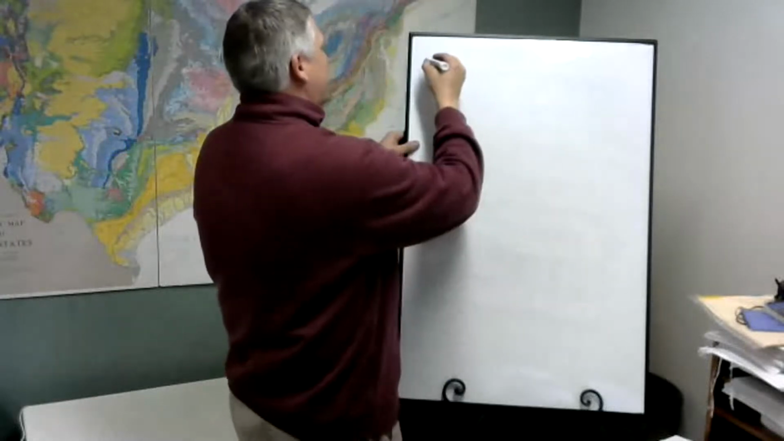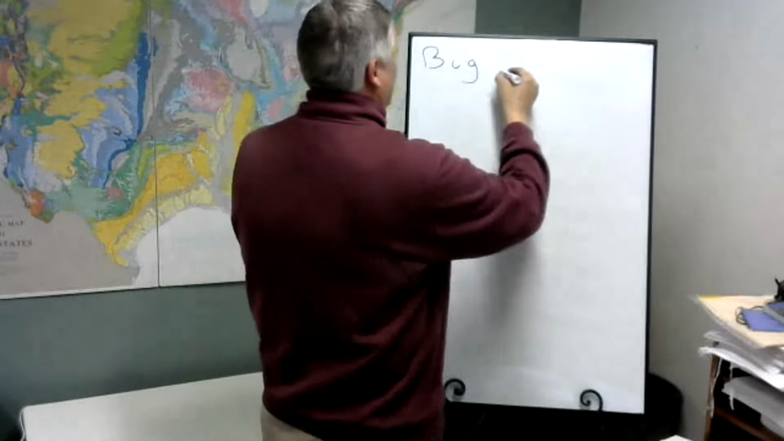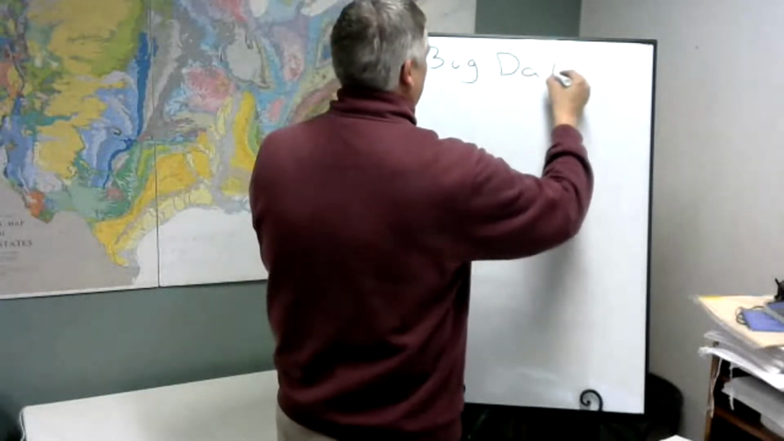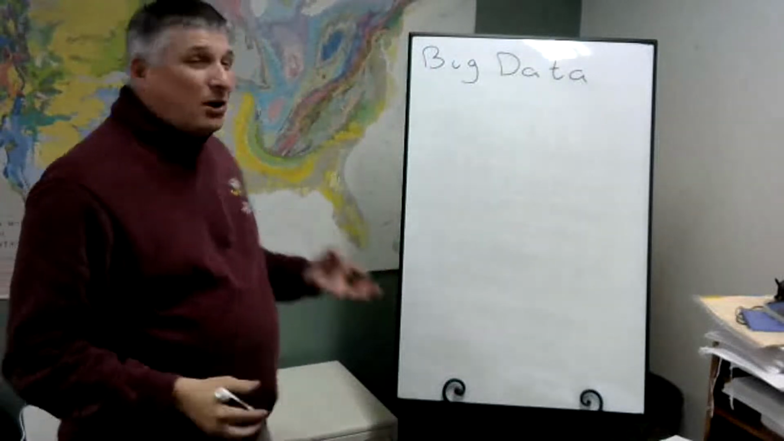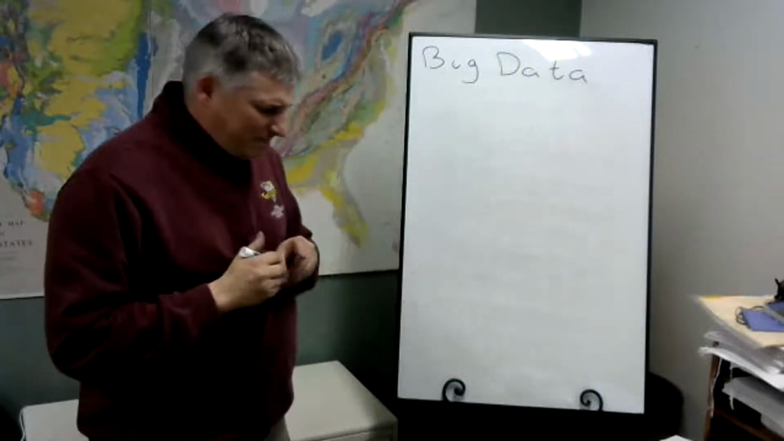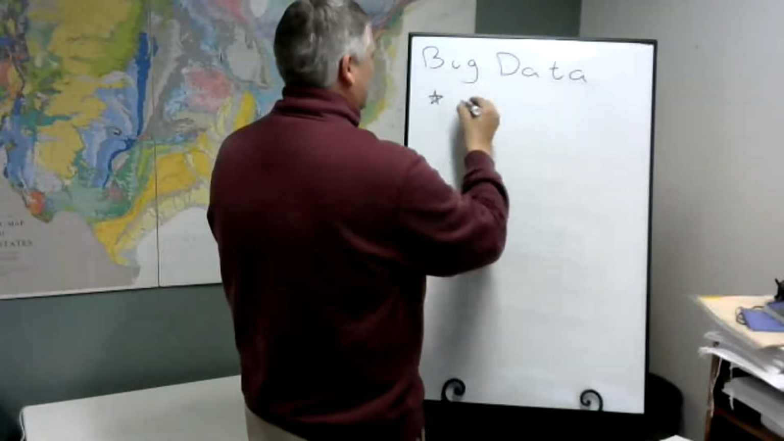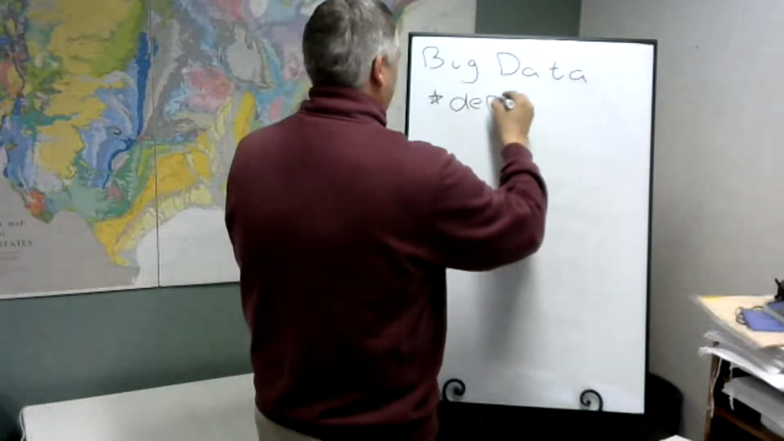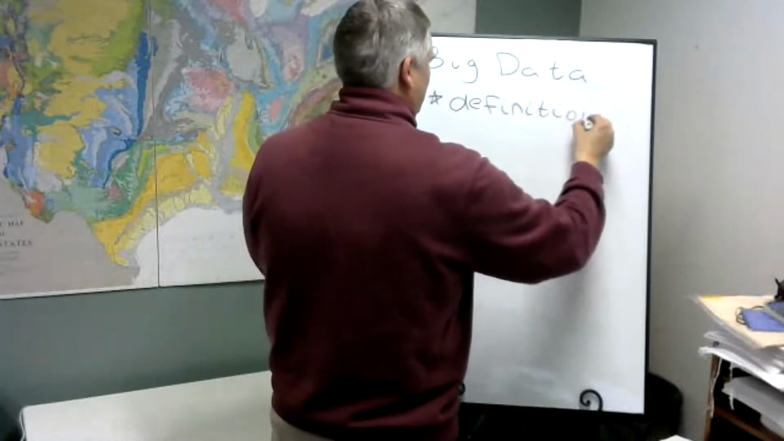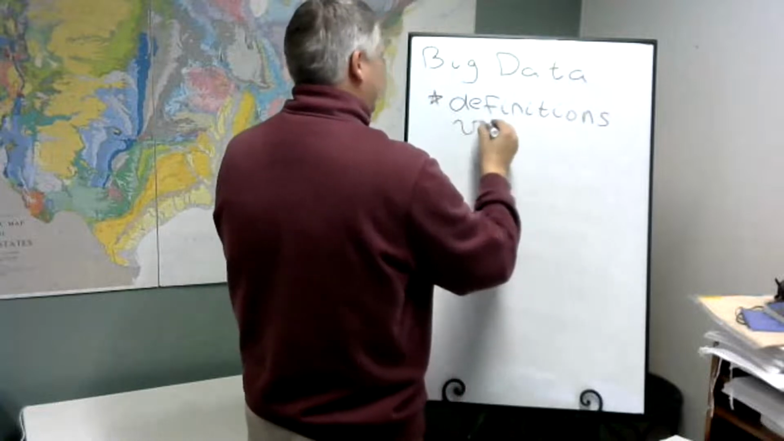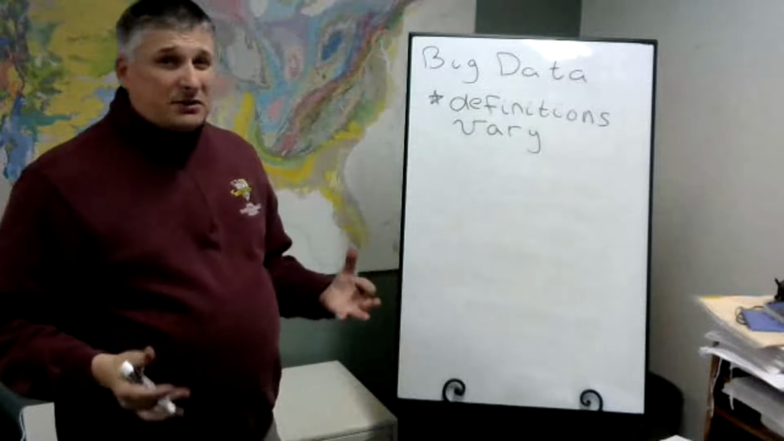So the next topic, so we talk about data types. You've probably heard this before. It's called big data. And big data, they mention in the book, and I better mention it here, the definitions vary. But this is the definition of the text.